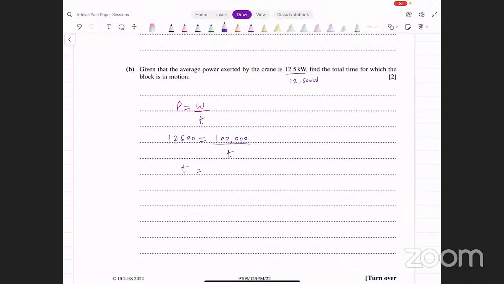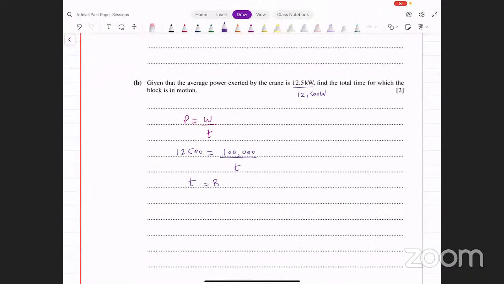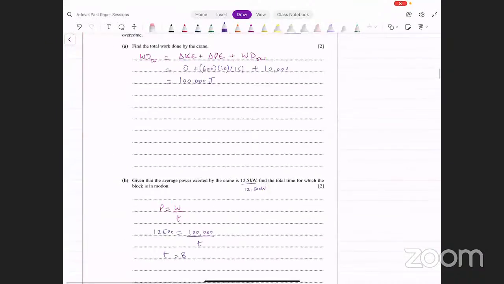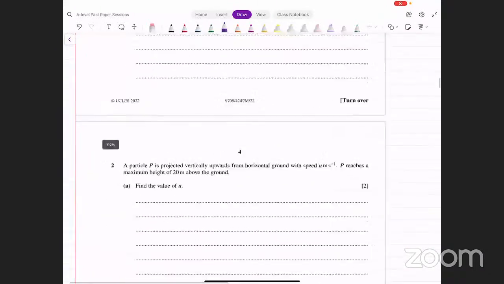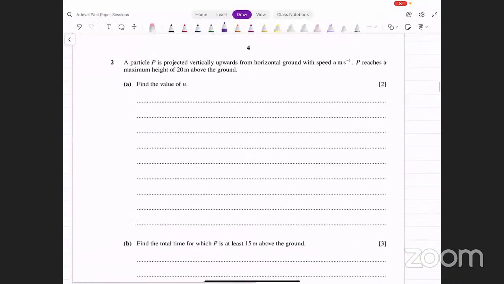It should be 8, I think. Yeah, so T की value आपके पास यहाँ से 8 आ जाएगी. ठीक है? So pretty simple. Simple application of the formula. These are the first two parts. Yeah, so that's it on the first question. Pretty straightforward. Let's look at the next one.